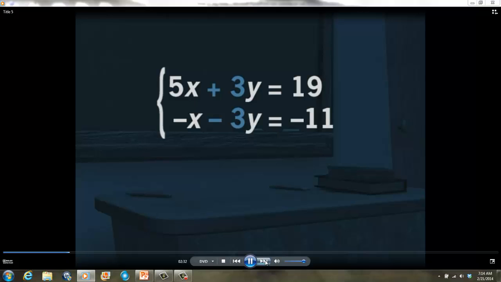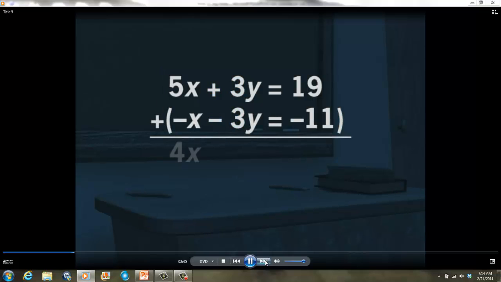What could I do to the equations to eliminate the y terms? If we added them together, we would eliminate the y's. But can we add equations together? Yes, if equals are added to equals, the sums are equal, which is the transitive property of equality. Add the like terms in each equation and keep the equal sign in the same place. The result is 4x plus 0y is equal to 8. Remember that it is not necessary to write 0y, so 4x is equal to 8. We have eliminated the variable y.